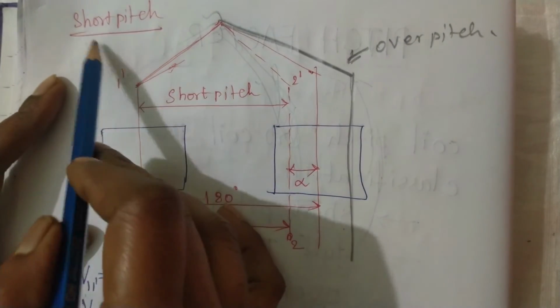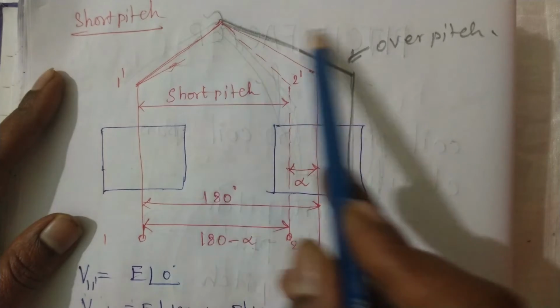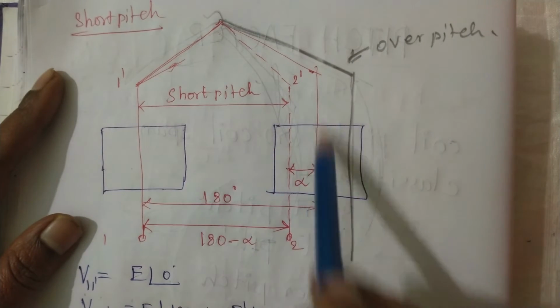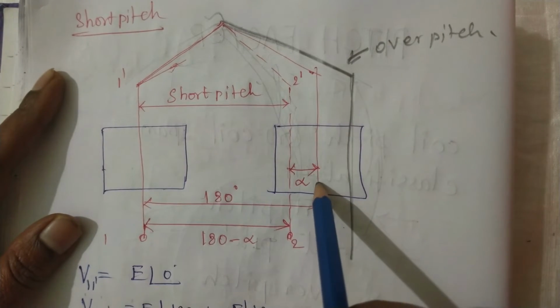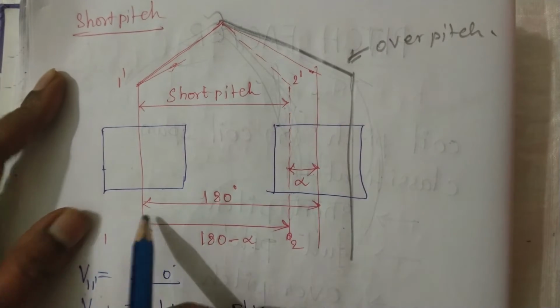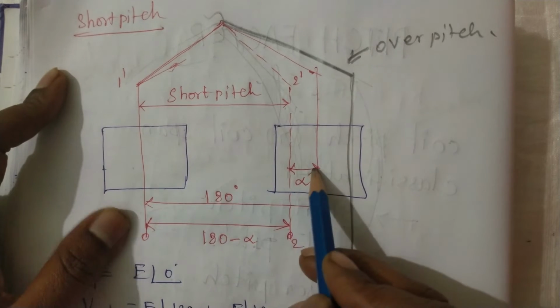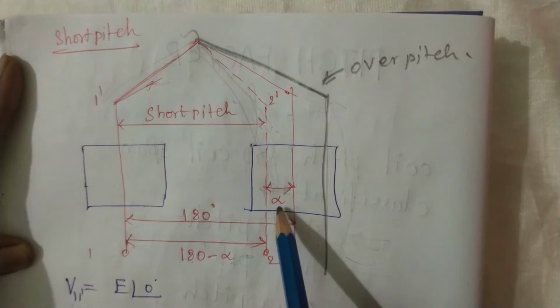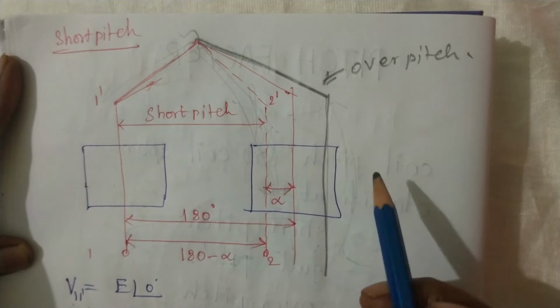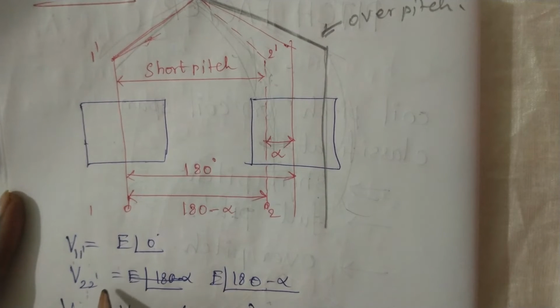Next we will see short pitch. In short pitch, again I have taken two poles and the coil is there. Instead of placing the second conductor exactly at 180 degrees, I have placed it before this. So the coil span is 180 minus alpha, where alpha is nothing but the short pitch angle. V11 dash equals E at 0 degrees and V22 dash equals E at an angle of 180 minus alpha.